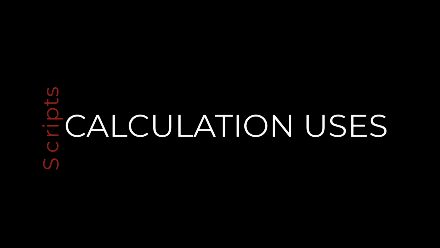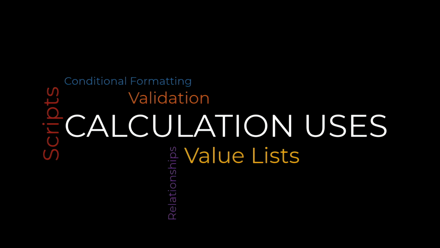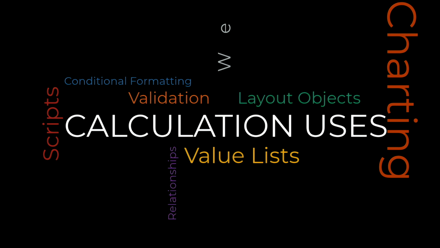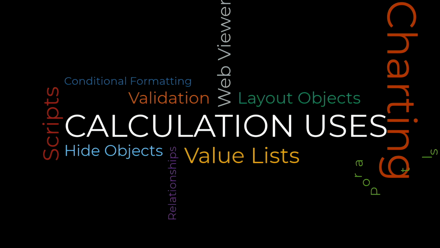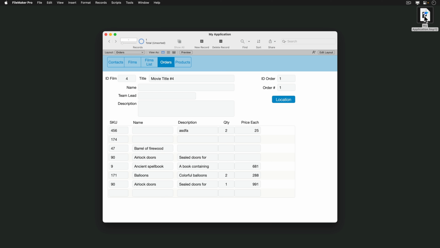Calculations appear everywhere in Claris FileMaker Pro, whether it be creating a simple calculation field or working with calculations in a script step. They're used in various other places for validation, for relationships, layout objects use calculations, conditional formatting, whether to show or hide objects, custom functions, tooltips, web viewer, charting, even advanced security requires knowledge and understanding of calculations. So now would be a good time to work with calculations directly in our solution and build in some key functionality in selected areas. So let's open up our application and let's focus on the order system.